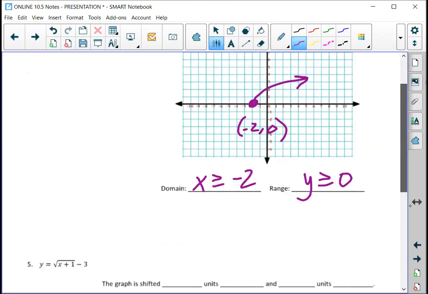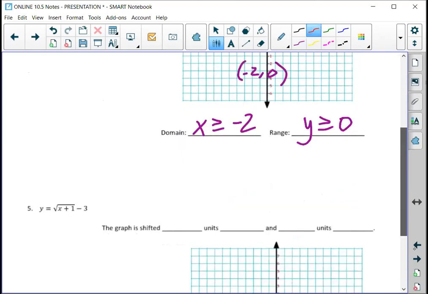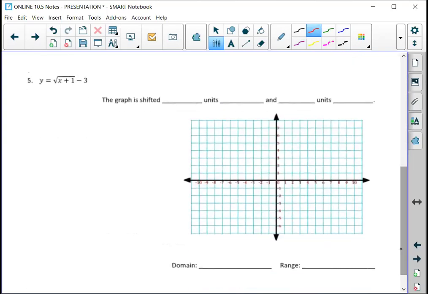That's going to be the same type of thing for the next one here, except now we're going to do a combo of 2 motions. We're going to move either left or right and up or down. So in this case, we have a -3 on the outside. So the graph is shifted 3 units down. But then we have a +1 on the inside. So we're going to move it 1 unit to the left. Remember, if it's a plus on the inside, we're going to move to the left. So we're going to start at our starting point and move 3 down and then 1 to the left. And that's our new starting point.